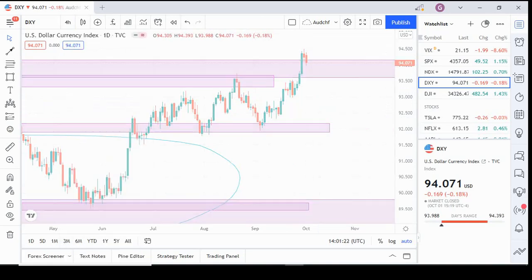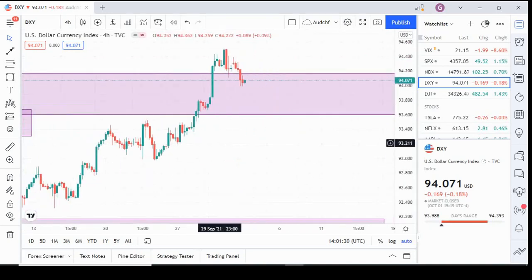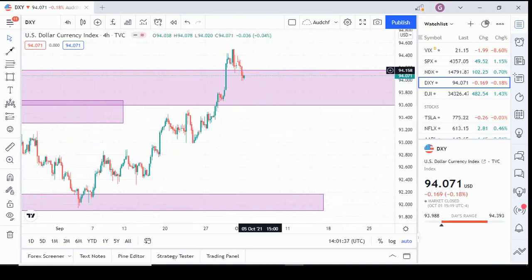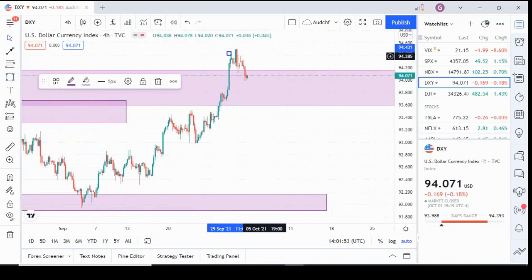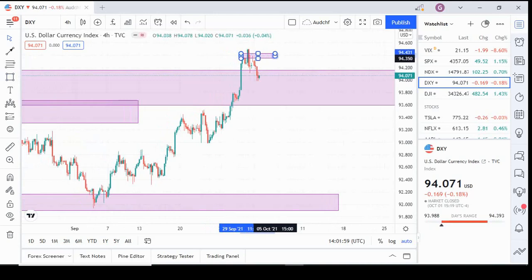Let's see what the 4 hour is telling us. Now with the 4 hour, I'm getting that structure. We have more of a head and shoulders. If you guys look at it correctly, you can see that the market created a key area over here. We can see there's a key area.